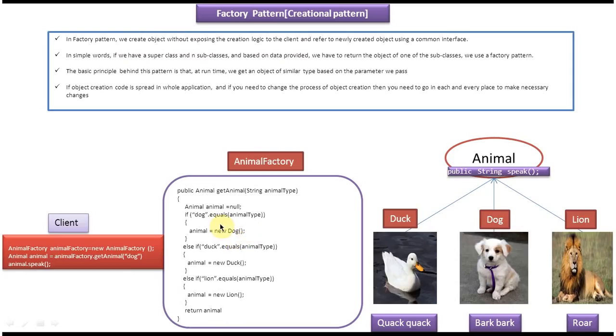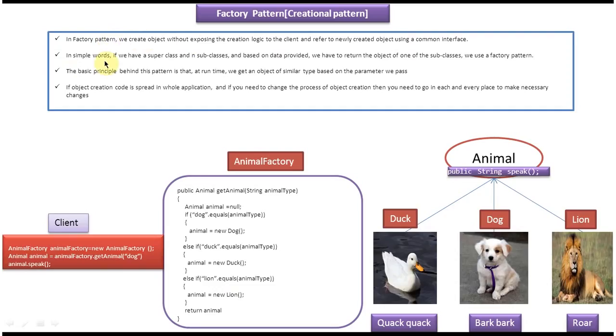In this case, the dog is a newly created object, or duck is a newly created object, or lion is a newly created object, using a common interface. So here we are referring to that dog or duck or lion object using the common interface. In this case, animal is a superclass reference object, right? So this is the first sentence. I think you understand the first sentence clearly.